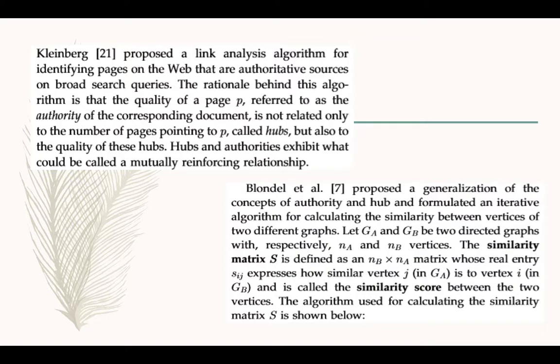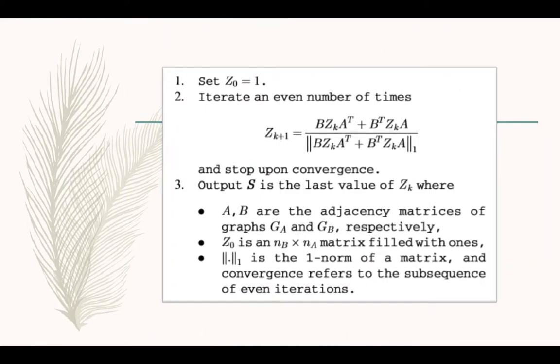The algorithm used for calculating the similarity matrix S is shown below. What we can see here is: set Z0 equal to 1, iterate an even number of times, and stop on convergence. Output S is the last value of Zk, where A and B are the adjacency matrices of graphs GA and GB respectively. Z0 is an NB times NA matrix filled with 1. So, the convergence refers to the subsequence of even iterations.